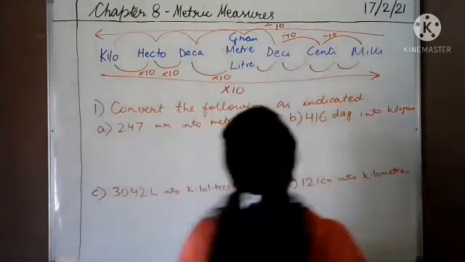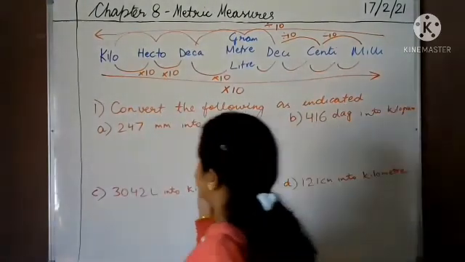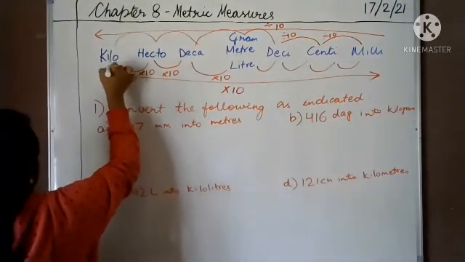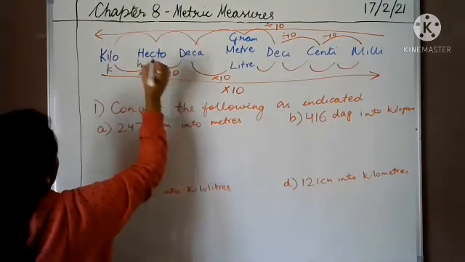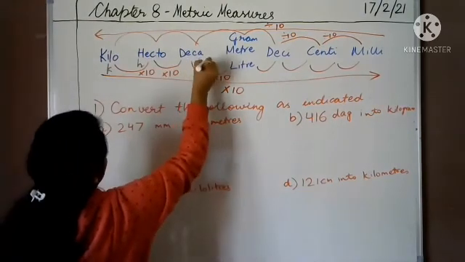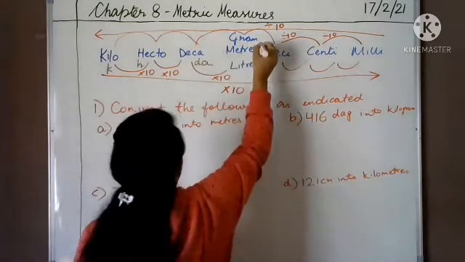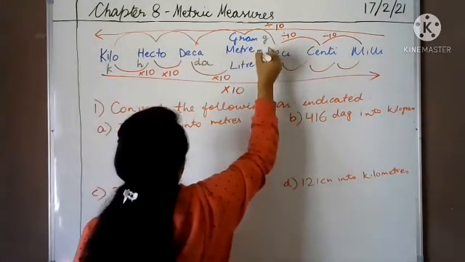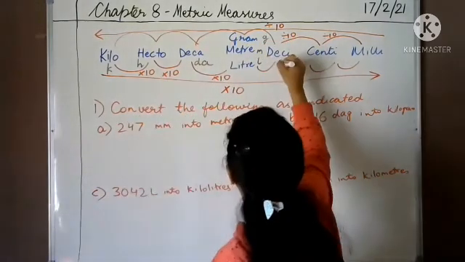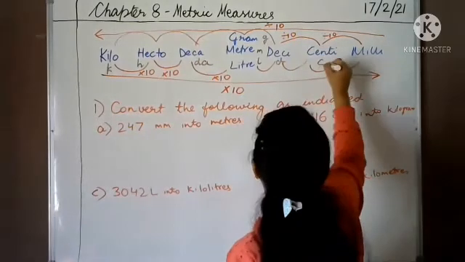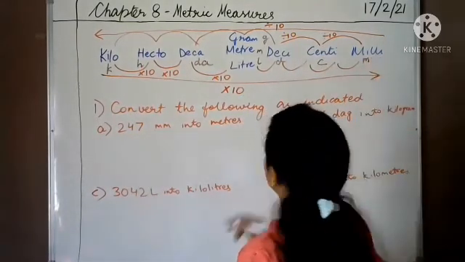So now one more thing that I want to share with you is that किलो का सिंबल होता है K, हेक्टर का होता है H, डेका का होता है DA, ठीक है, ग्राम का G, मीटर का M, लीटर का L, डेसी का होता है D, सेंटी का C and मिली का M.